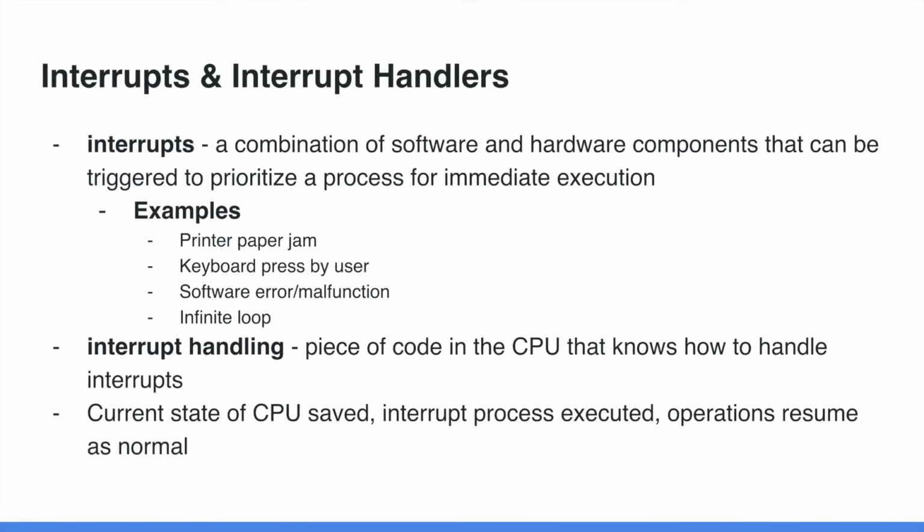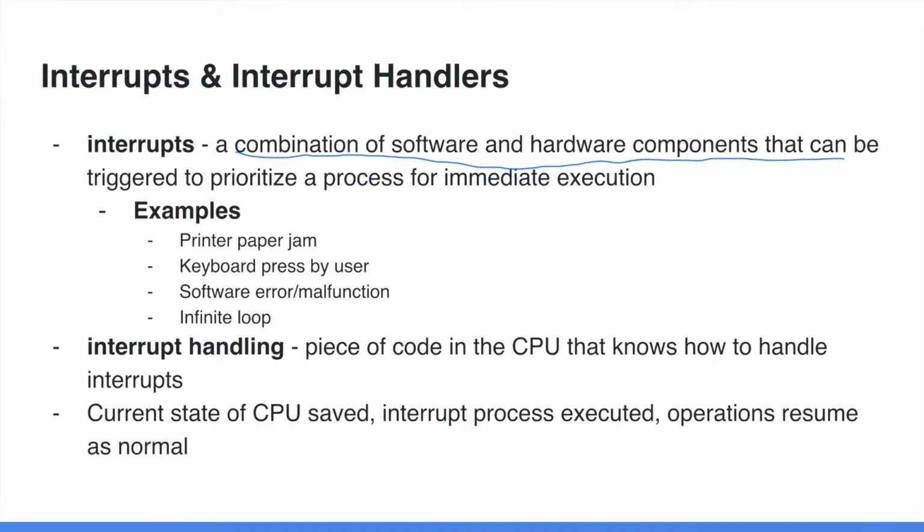Now, the next concept I want to talk about is interrupts and interrupt handlers. An interrupt is a combination of software and hardware components that can be triggered to prioritize a process for immediate execution. So basically, if something super important happens that we didn't foresee, then our computer is going to use an interrupt to execute the process required to resolve that issue.